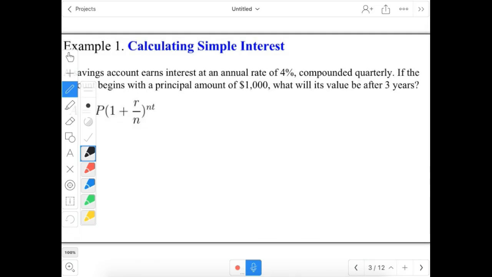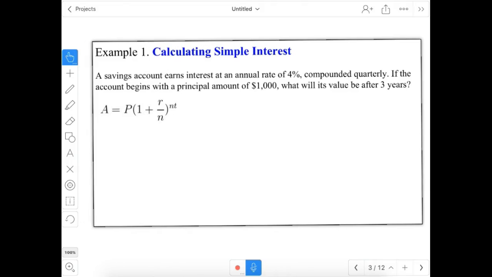Let's take a look at a problem relating to this. So we have a savings account that earns interest at an annual rate of 4% compounded quarterly. If the account begins with a principal amount of $1,000, what will its value be after 3 years? So first, let's just figure out what we're trying to find here, which is A. So we have A is equal to, our principal amount is $1,000.